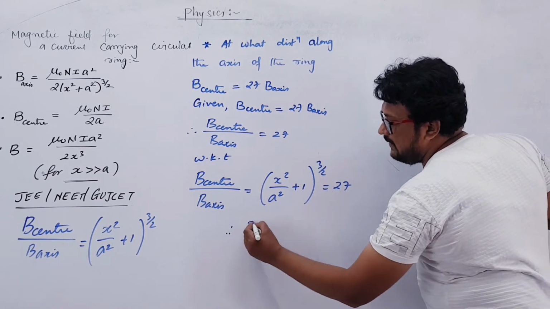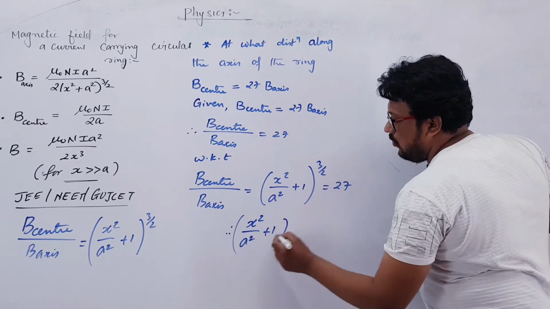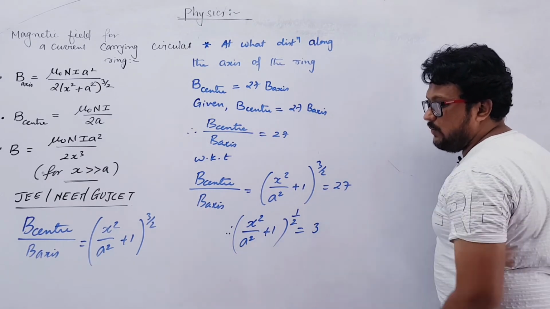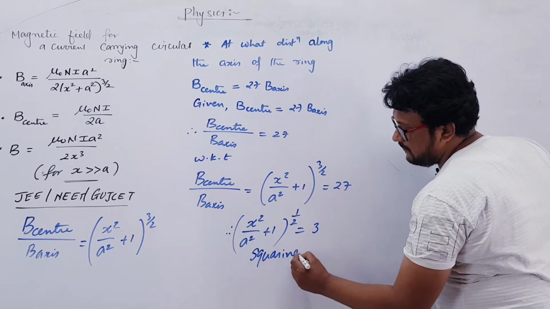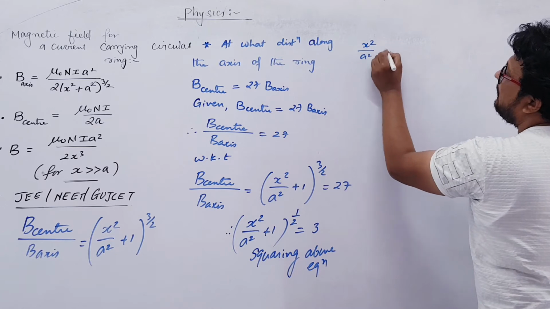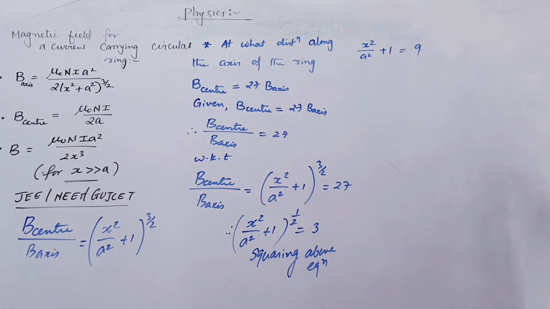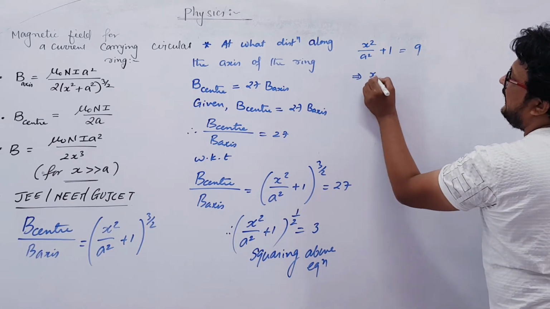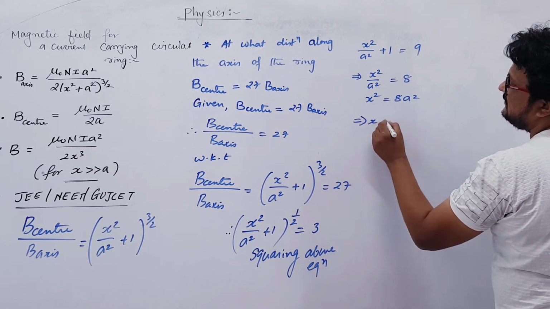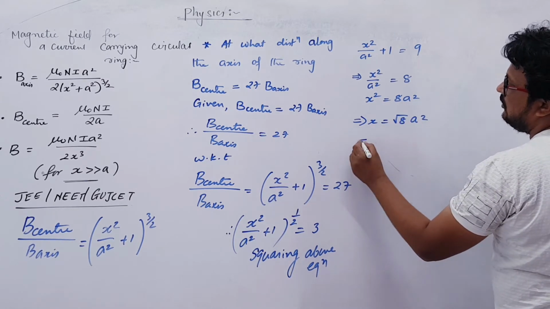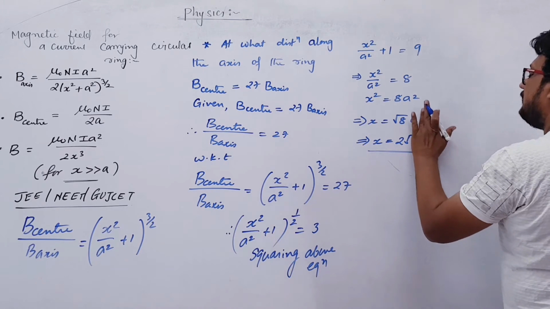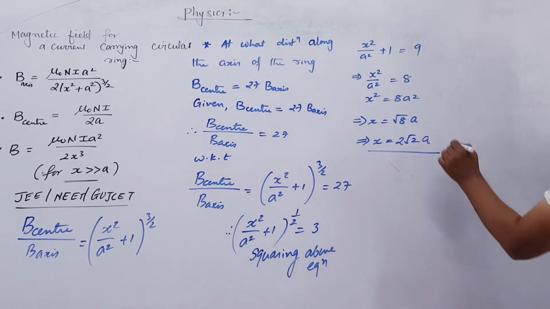If you take the cube root, you will get x square by a square plus 1 whole raised to 1 by 2, and the cube root of 27 is 3, since 3 3s are 9, 3 9s are 27. Now we want to remove this square root, so squaring the above equation, you will get x square by a square plus 1 is 9. This implies that x square by a square is equal to 8, or x square will be 8 times a square, or x is equal to root 8 times a, or simply x is equal to 2 root 2 a. Here it is a, 2 root 2 a, right? So this will be the answer for the given question.